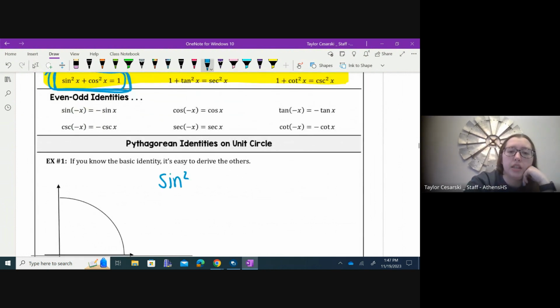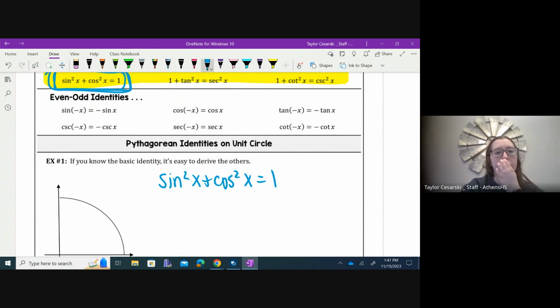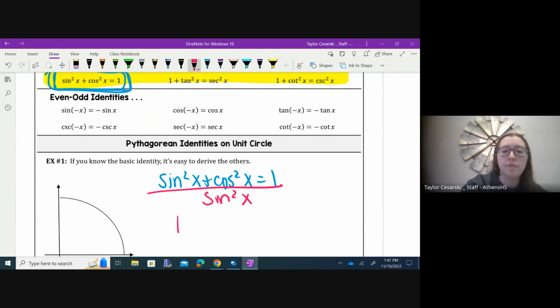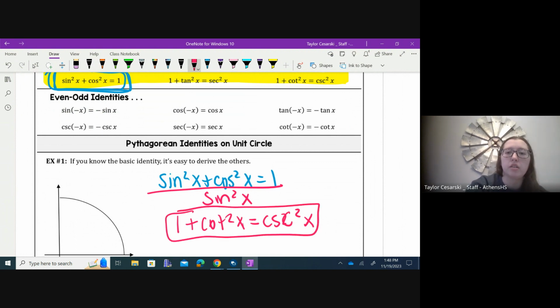So if I know that one, I can get the other ones. Think about if I were to divide everything by sine squared of x. Each part gets divided. Sine squared over sine squared is 1. Cosine squared over sine squared is cotangent squared. And then 1 over sine squared is cosecant squared of x. Remember, 1 over sine is cosecant. So this is actually number 3.